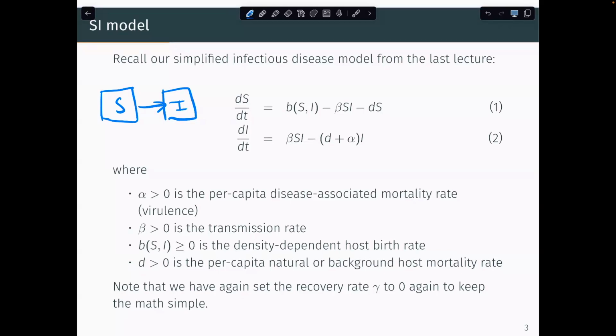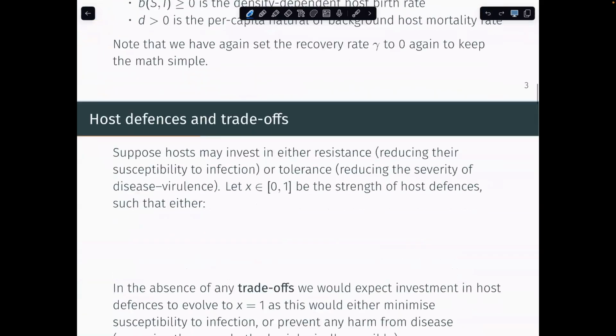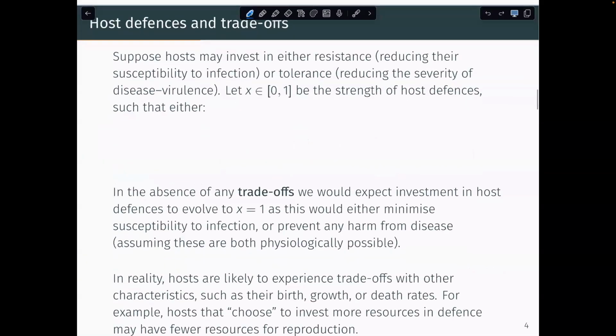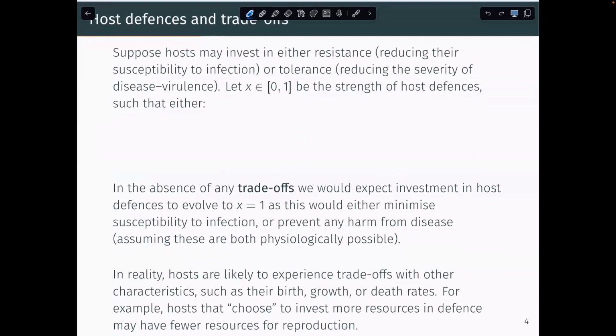And alpha is our disease-associated mortality rate or virulence. Okay, so previously we looked at evolution of this alpha when there was a trade-off with beta. I mentioned these ideas of resistance or tolerance.